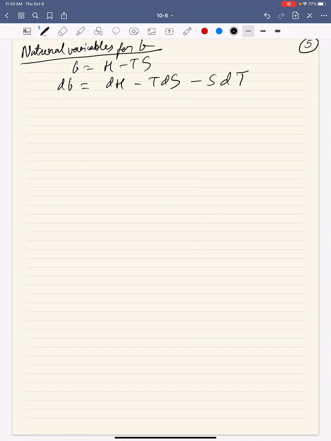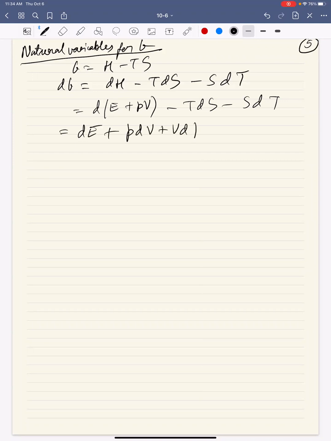So now let's think about H. Anyone remembers the formula for H? E plus PV, right? So that is d of E plus PV minus TdS minus SdT. Let's write this down further. dE plus PdV plus VdP. Looks like we are doing, like Alice in Wonderland, going down the rabbit hole further and further, just adding more and more derivatives. What can we do now? Again, let's not worry about additional work for now. We can write down dE, right? What is dE?